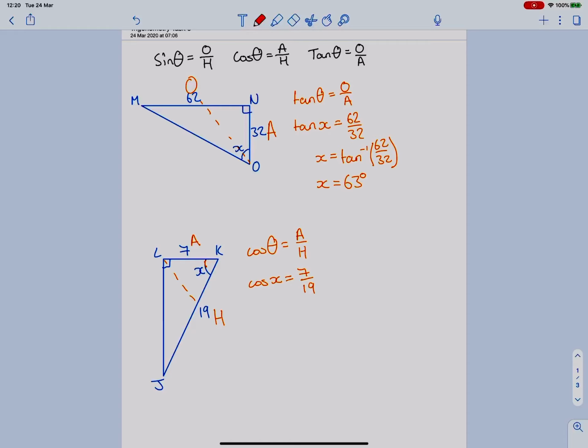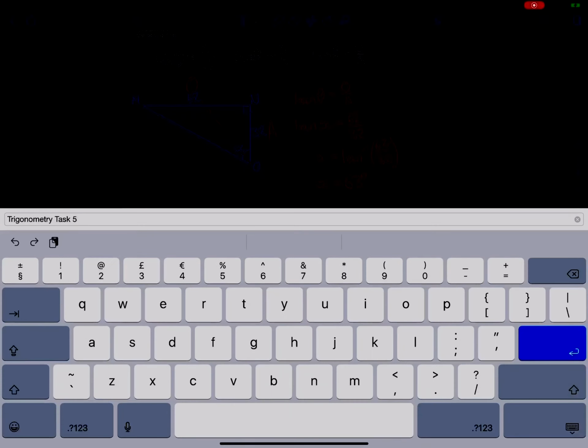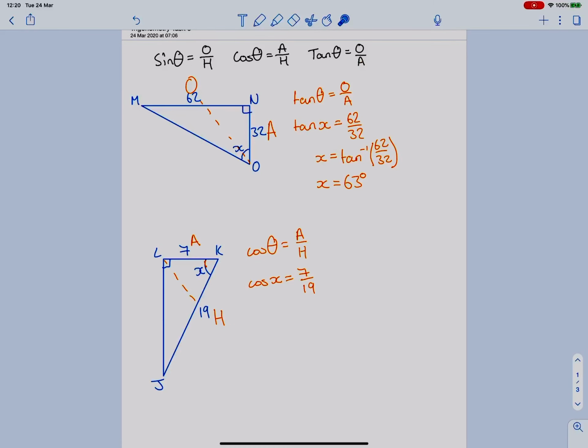It really does matter which way up you put the A and the H. They have to go the way up that they are in the formula at the top. So if you're using tan, O has to go above A. If you're using cos theta, A has to go above H. Then you want to get x on its own, so inverse cos on the other side, 7 over 19. Use your calculator: press shift and then cos, press the fraction button, type in 7 over 19, press the right arrow, close the bracket and equals, and you should get 68 degrees to the nearest degree. Okay?